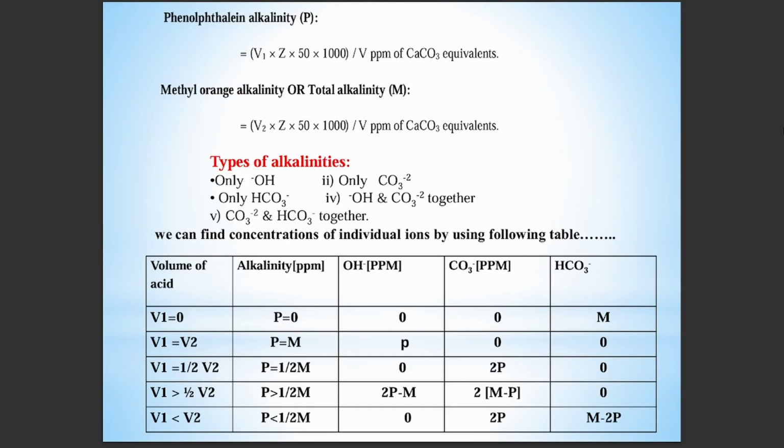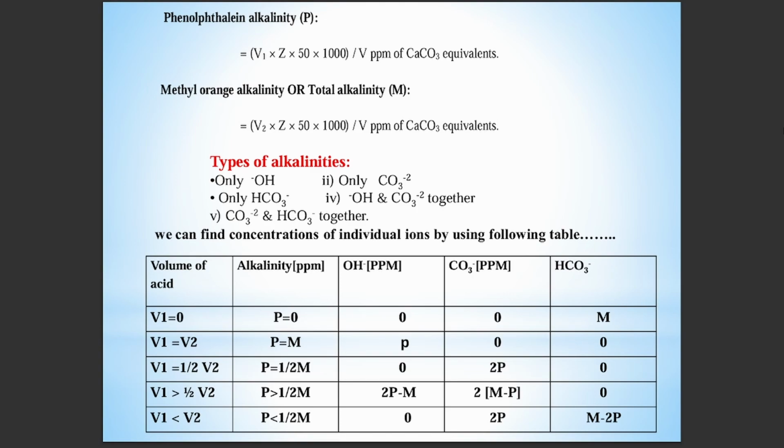Dear friends, it is not always necessary for all the alkalinities to exist together in the water sample. Sometimes different types of alkalinities may exist in the water sample. So these are the types of alkalinities. Water may contain only hydroxide alkalinity, only bicarbonate alkalinity, or only carbonate alkalinity. Sometimes two alkalinities like hydroxide and carbonate may occur together, or carbonate and bicarbonate may occur together, but the remaining combination, hydroxide and bicarbonate alkalinity, does not exist together.